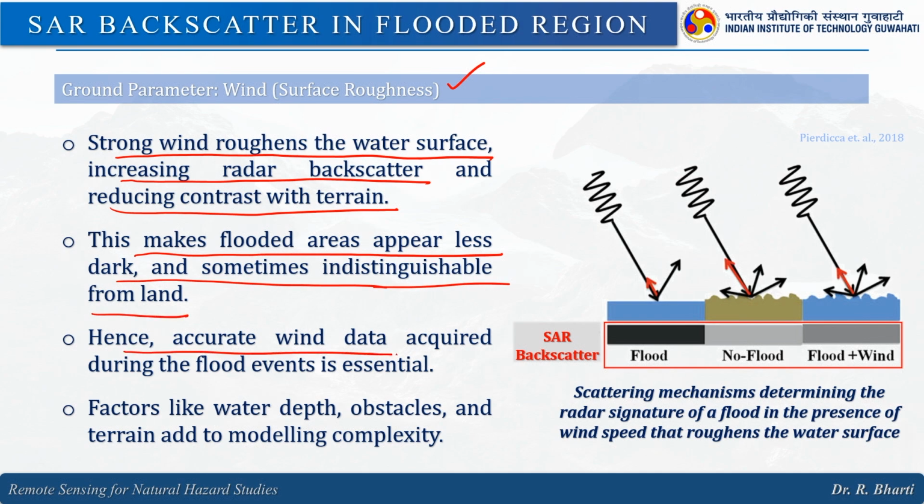Hence, accurate wind data acquired during the flood event is very important. Factors like water depth, obstacles and terrain add to modeling complexity, right. With this, I will end part 1 of this lecture. We will continue this lecture and we will continue discussing the limitations of microwave remote sensing in flood studies, and then what parameters we should choose carefully to utilize this information in flood studies.